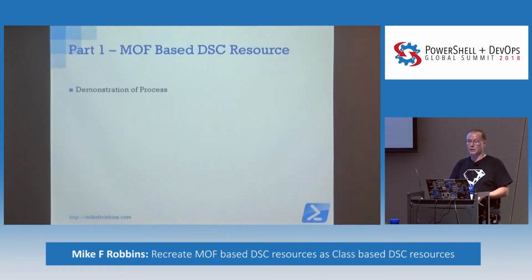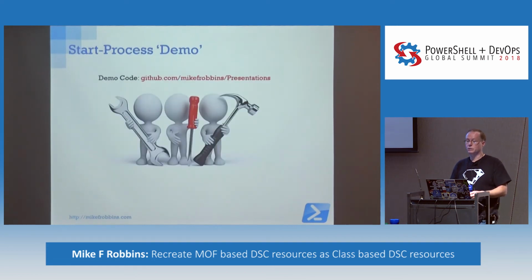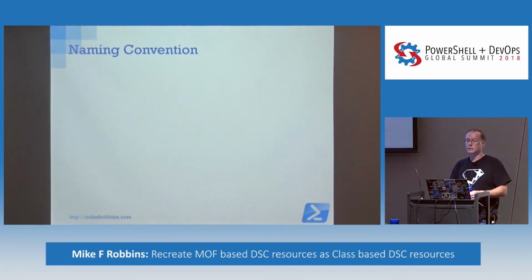And we've already covered that one. So I demonstrated the process. We wrote a custom DSC resource for RDP, and I showed you how it was done in 2014. And the requirements, I showed you that already. The introduction of DSC was with PowerShell 4. Prior to PowerShell 4, and you guys probably know this, you couldn't do DSC at all. And PowerShell 4 was limited to the MOF-based resources. We did the demo already.